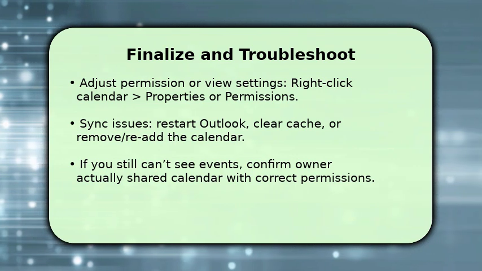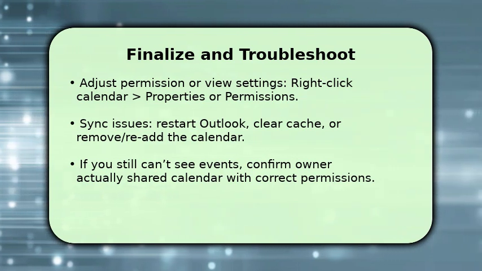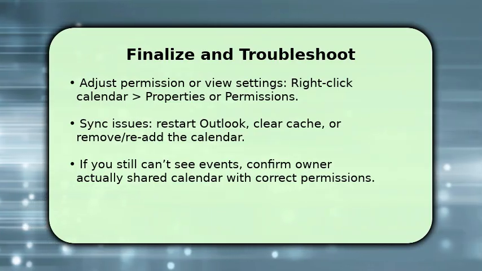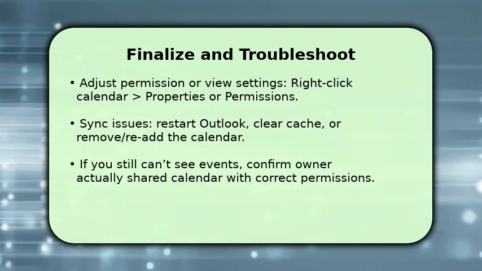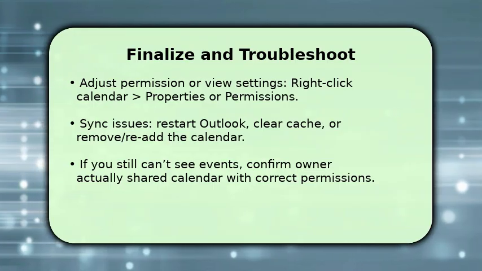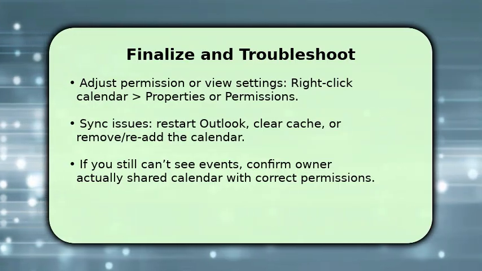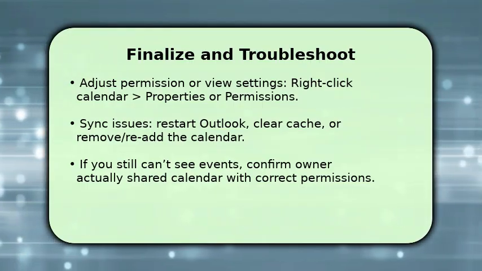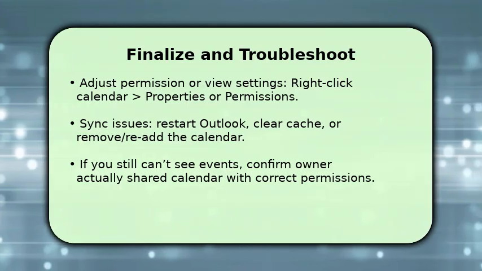Once configured, make sure events sync. If they don't, restart Outlook, clear the local cache, or remove and re-add the calendar to force a refresh. If problems persist, ask the owner to reshare explicitly and confirm they included your email and set appropriate permissions. This step resolves most invisible or empty shared calendars, so check that before escalating to IT.